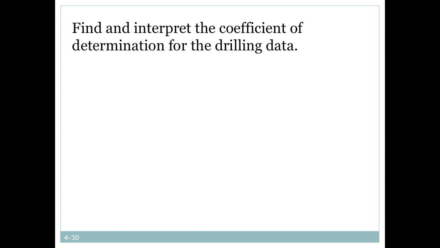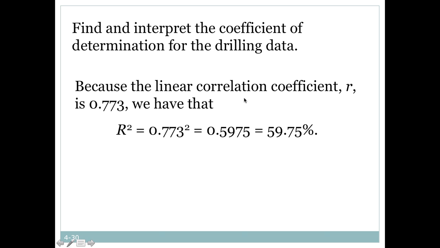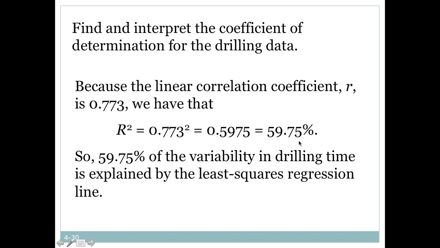So let's say that we want to find and interpret the coefficient of determination for the drilling data. It's pretty easy because we already have our linear correlation coefficient of R, which was 0.773. So all we have to do is take that value and square it. And then we've kept a couple decimal places here, and we've changed our value into a percentage because when we're interpreting our R-squared value, you want to make sure that you're interpreting it as a percent. So our R-squared value is 59.75%. So what we would actually say is that 59.75% of the variability that exists in drilling time is explained by our least squares regression line.